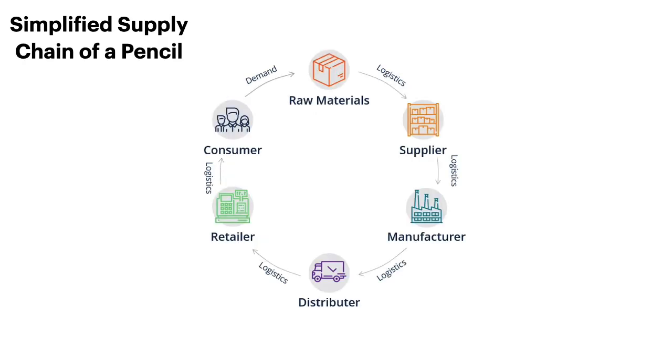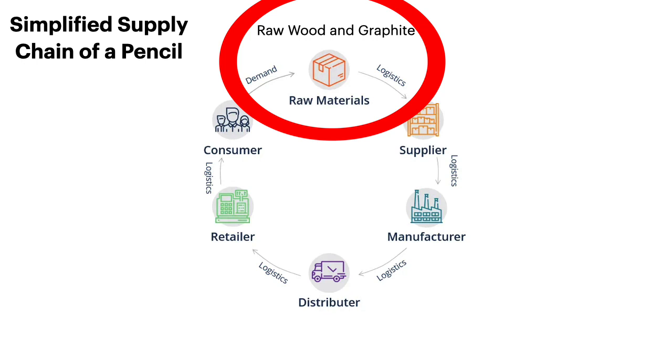Now I'd like to give you all a very simplified supply chain of a pencil. In front of us here, you can see this graphic, and we'll continue to refer back to this graphic. These are the 6 steps required in a supply chain, and I'll give you all some examples for each. So the first thing that we always start with is our raw materials. And in this case, for a pencil, we will require raw wood and raw graphite.